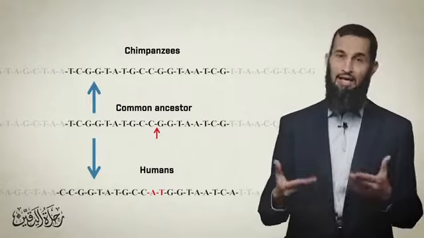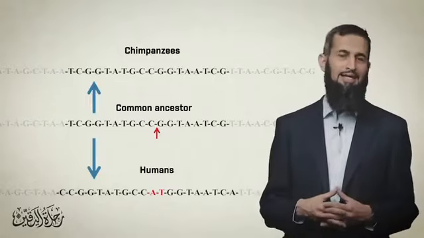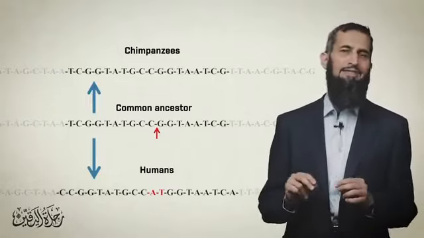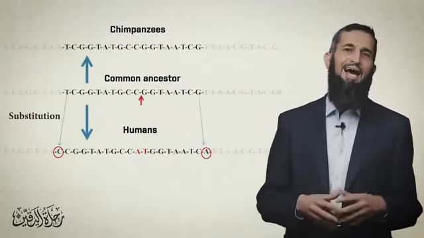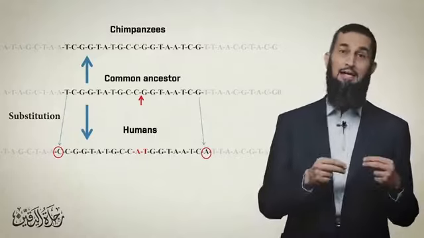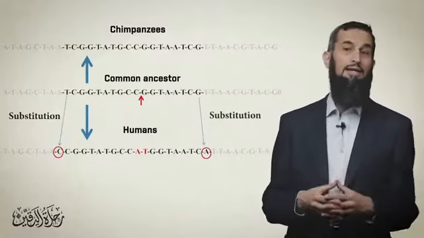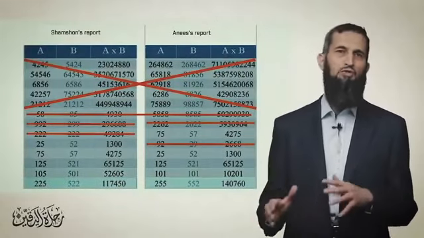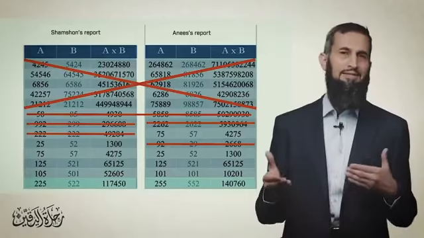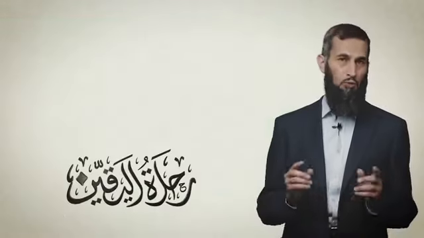They'll reply, as they evolved from a common origin, these two letters must have changed for humans via a substitution process that transformed T to C and another substitution that transformed G to A. Just like the professor's comparison of the number 105 with 101 and 225 with 255 in Anis and Shamshan's reports, a one-digit difference between the two numbers.